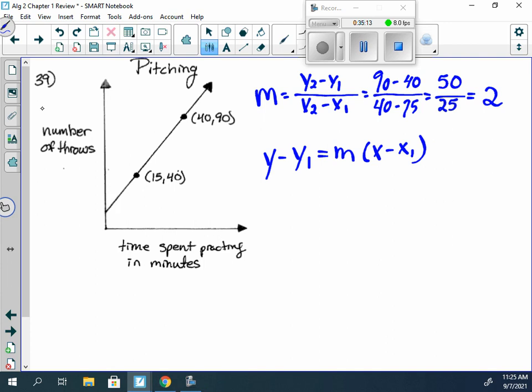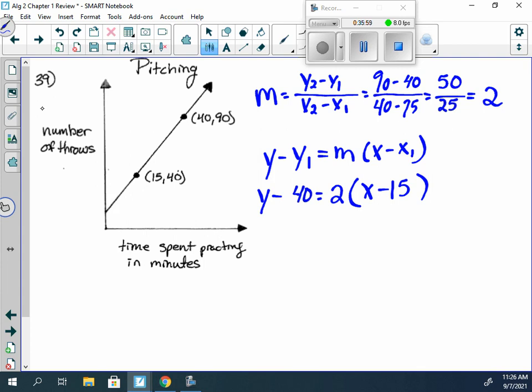Now again, we already said that they did not give us the y-intercept. So I can't just jump to the equation y equals mx plus b. I have to use our point slope form first. Y minus y1 equals m times x minus x1. Now they didn't tell us the slope directly, we ended up having to find it. And the slope is 2. Now what point do we want to use? Now, it really doesn't matter which point we use, because if we use 15 comma 40 or 40 comma 90, we will get the exact same equation.